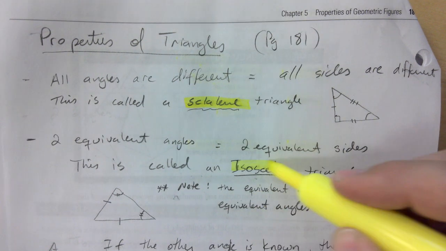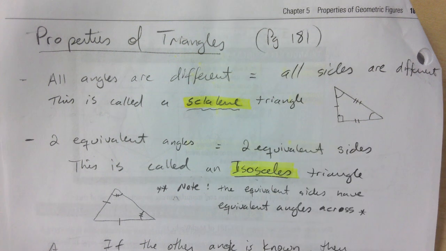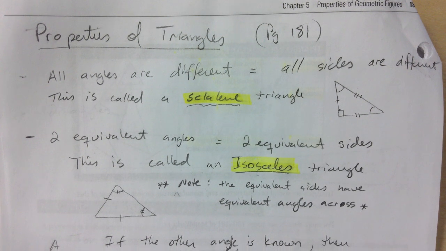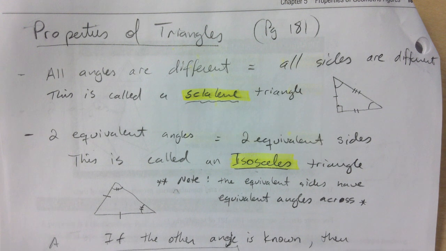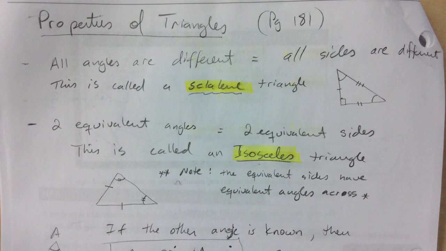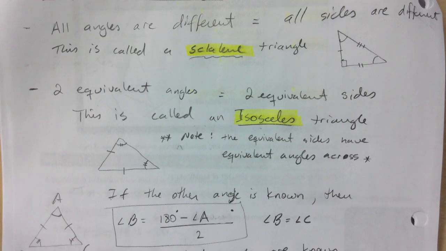Okay. But watch the note there. The equivalent sides have equivalent angles across up from them. Okay. So it's not just any two, they have to be across each other. There are some formulas.